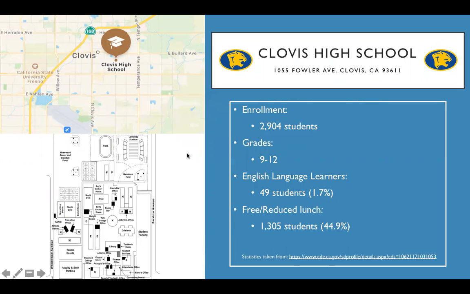Just some of the overall statistics about the school that I got from the California Department of Education's website. There are 2,904 students enrolled at Clovis High School. Grades 9 through 12 are taught. There are 49 students that are English language learners, and there are 1,305 students that receive free or reduced lunch.